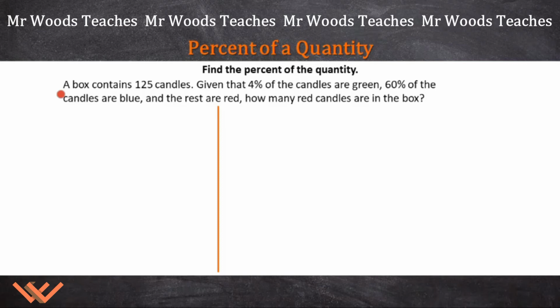What we have here says a box contains 125 candles. Given that 4% of the candles are green, 60% of the candles are blue, and the rest are red, how many red candles are in the box? Wow, you're like, how do I break this down?